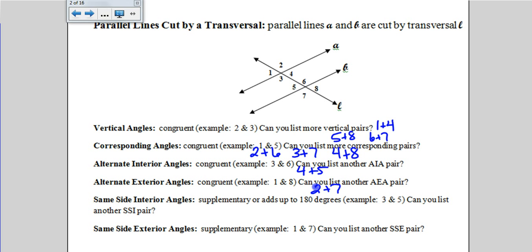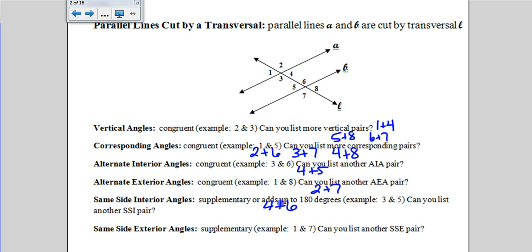Same side interior, I think our new geometry textbook calls these consecutive interior. They're going to be on the same side of the transversal, but they're both going to be on the inside of the parallel lines. They are no longer congruent. Instead, these angles are supplementary, meaning they add up to 180 degrees. So the example I can give you are the pair 3 and 5, which means that 4 and 6 are the other same side interior, or consecutive interior.